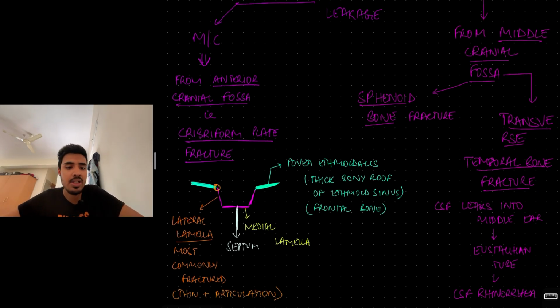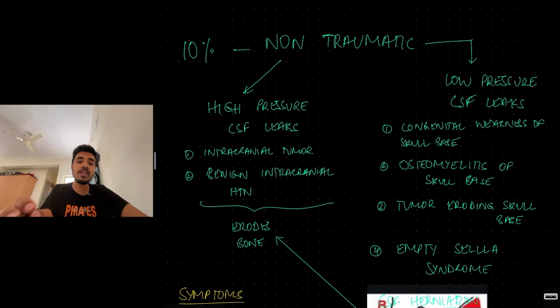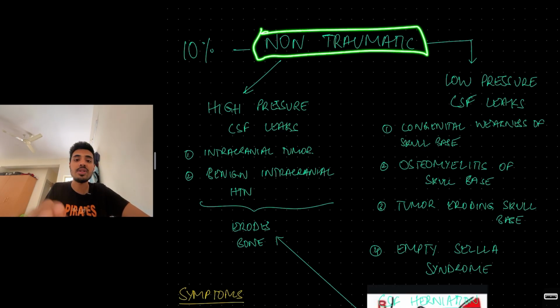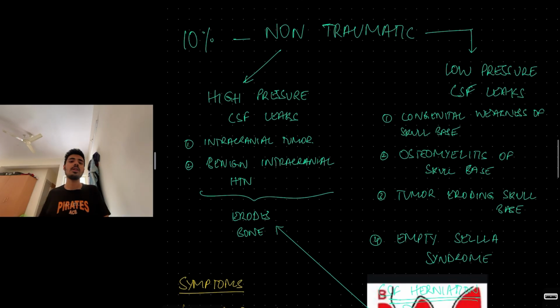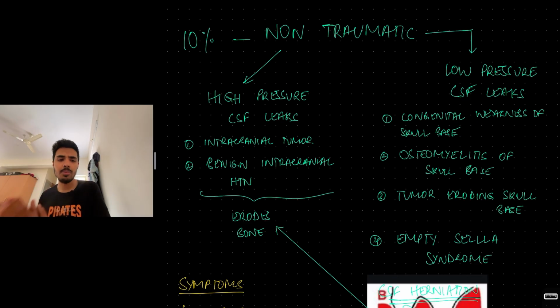90% of the time it is a traumatic cause. Then coming to the 10% of the time, CSF rhinorrhea is because of non-traumatic causes. Now, non-traumatic causes can be of two types. It can be because of high pressure CSF leaks or normal pressure CSF leaks.